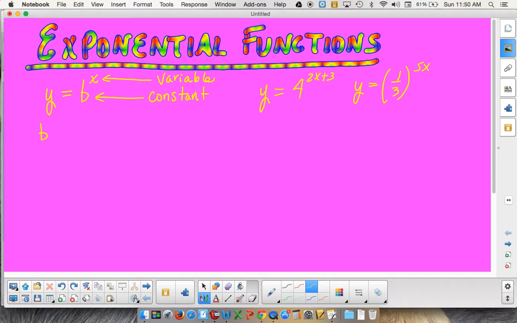The base has to be a positive number. The base cannot be negative. The base also can't be 0. And if you think about it, it makes sense. Because if you have 0 to the x power, what's going to happen when you take it to any power? 0 to the first power is 0, 0 to the second power is 0, 0 to the third power is 0. You don't get anything.